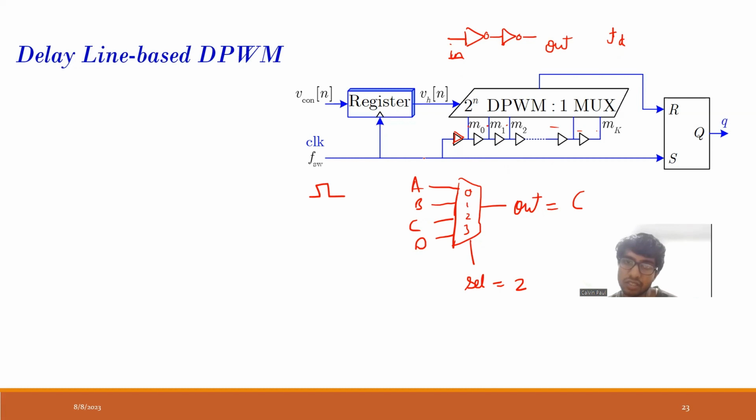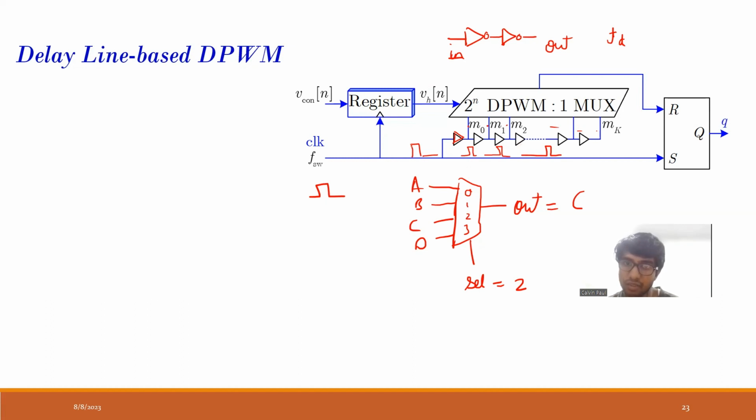So what is happening is, if a signal comes over here, it's like this. Over here, the signal which will come out will be like this. Over here, the signal will have further delay and come out like this. Where there is further delay, it will come out like this. So this is how the signals are getting delayed. And based on this VHN, I will select which signal I want.